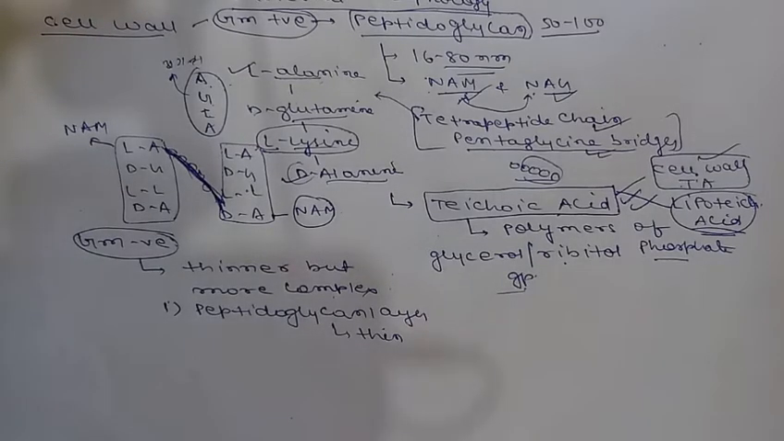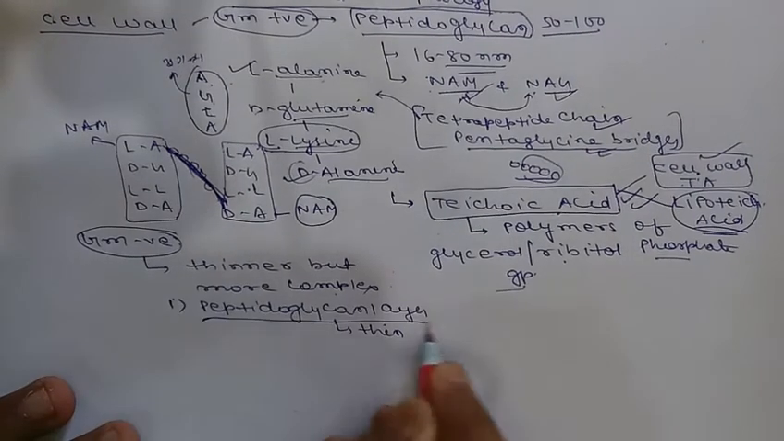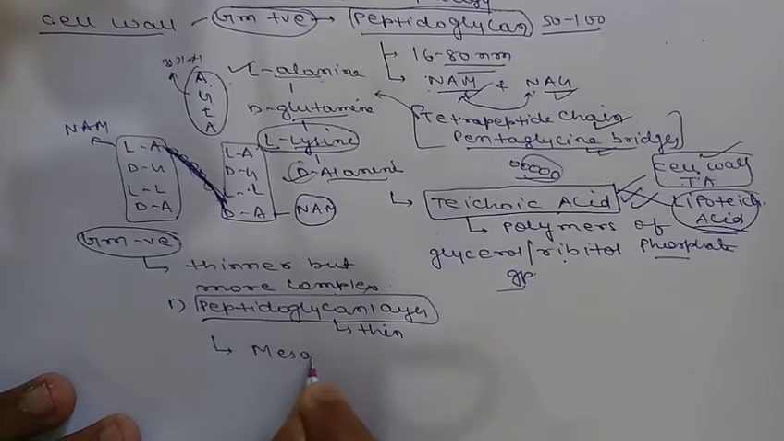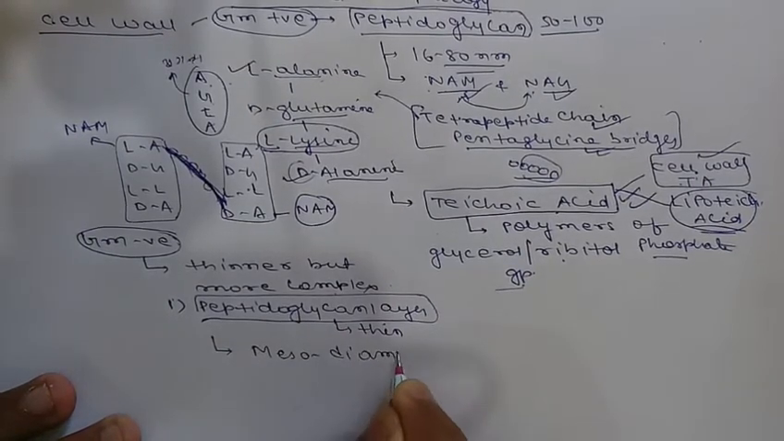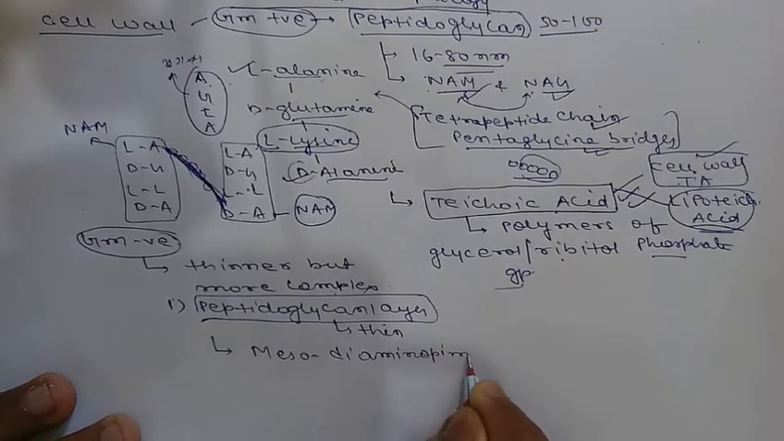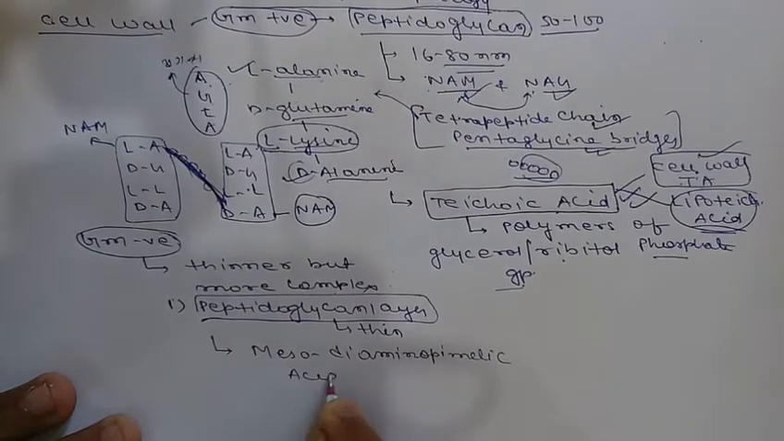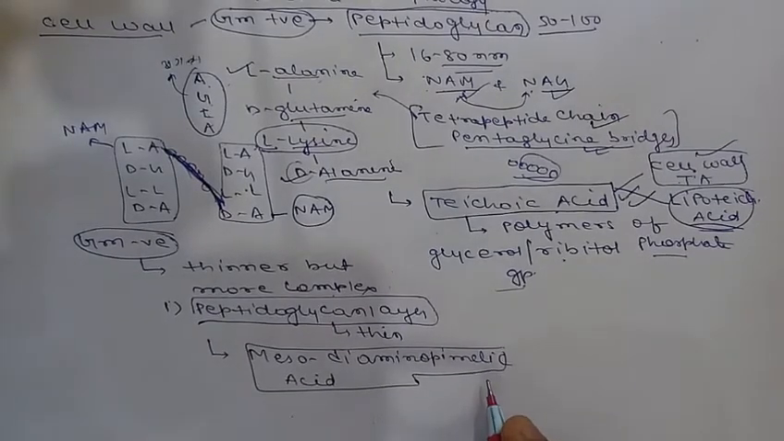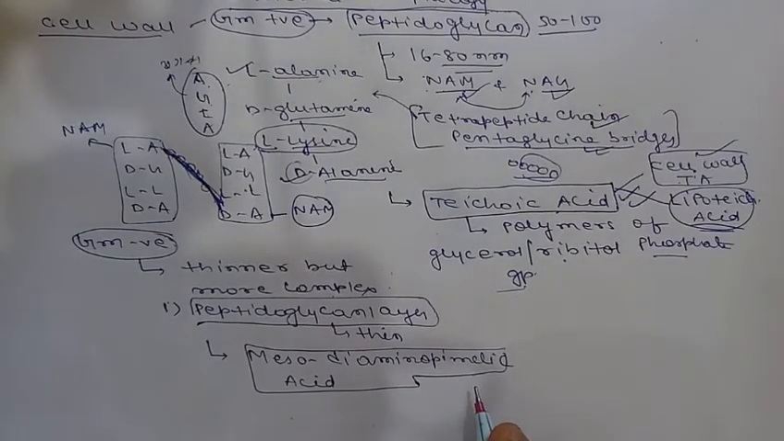It is made up of NAG and NAM molecules. But there are one or two differences which I need to mention in the peptidoglycan layer. The first difference is the presence of meso-diaminopimelic acid. Very important. Meso-diaminopimelic acid is present at the third position of the tetrapeptide side chain.